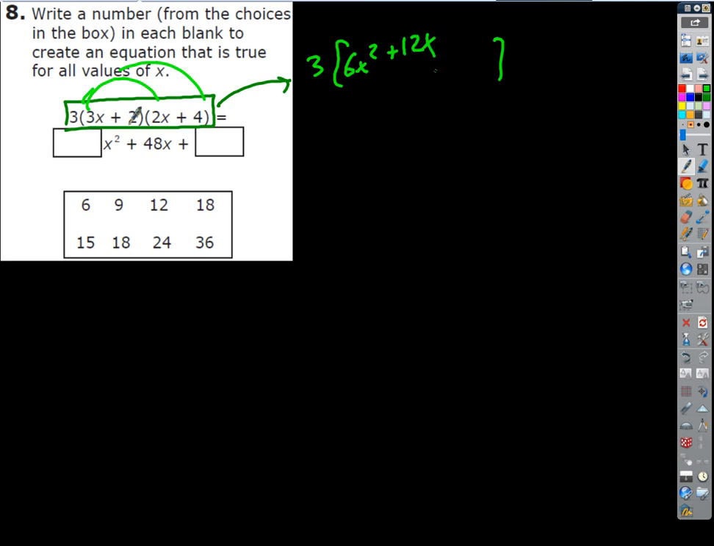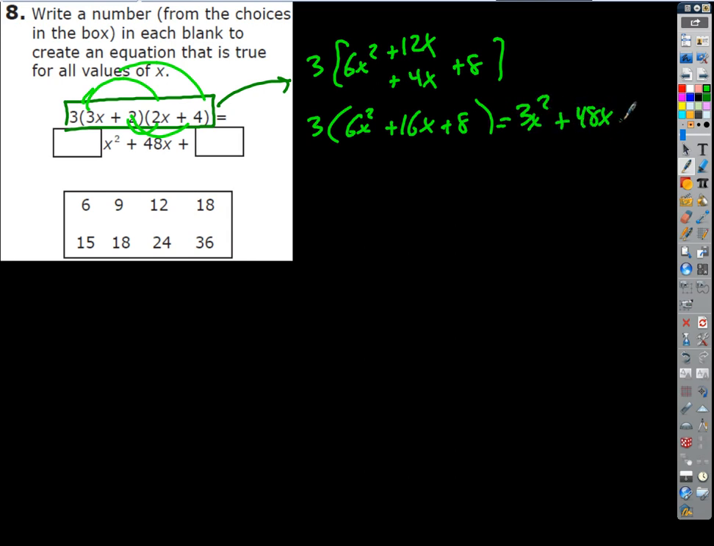Okay? 2 times 2x, 4x. So I'll just line those up, right, because they're like terms. And then finally, 2 times 4 is plus 8, right? So I get 3 times 6x squared plus 16x plus 8. Now, if I distribute the 3, that's just going to be 3x squared plus 48x plus 24. So we got values that fit, right? Make sense? Okay, so we know that that would be a 3, and that would be a 24.